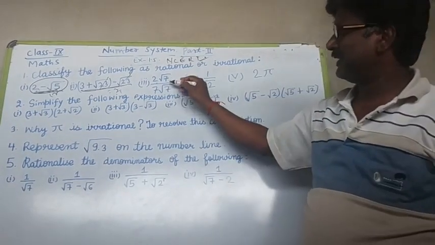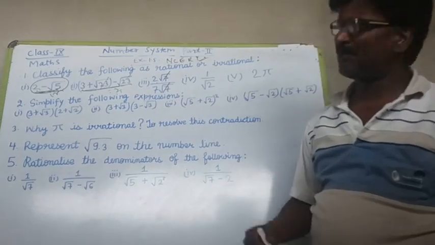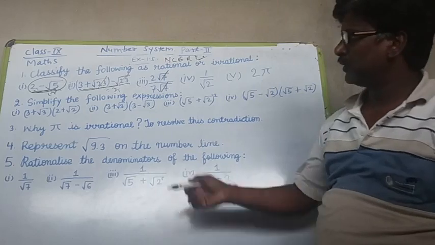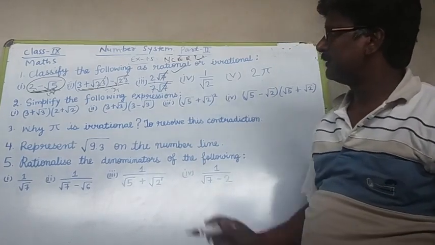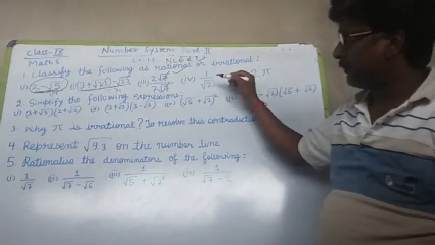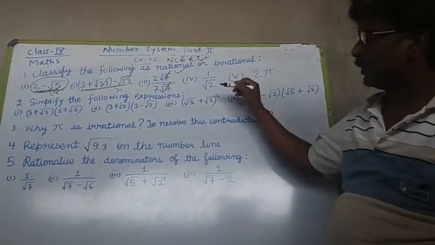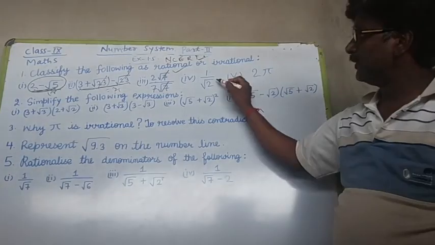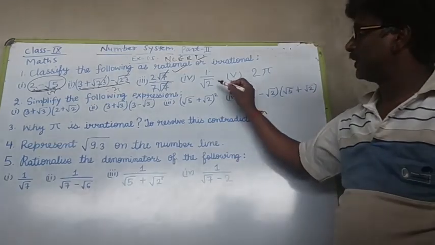Same root 7 is there, so we can cancel this. And after cancellation, simply we get 2 by 7, which lies in the form of p by q. So this 2 by 7 is also a rational number. In this, 1 by root 2, it is in the form of p by q. Actually, q is not equal to 0, but this q is an irrational number.